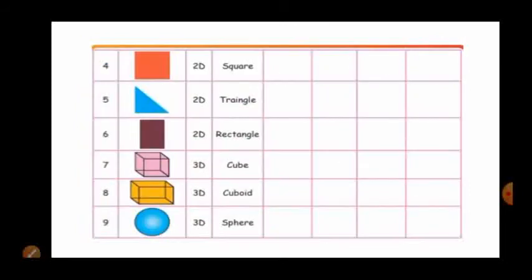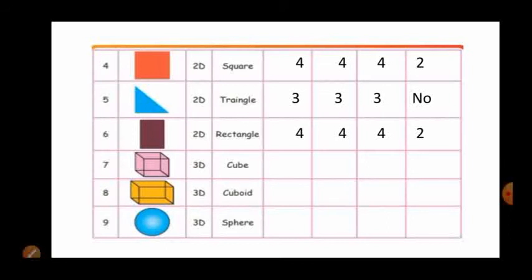Then fourth one is square. It has 4 sides, 4 edges, 4 corners and 2 diagonals. Then triangle. It is a 2D shape which has 3 corners, 3 edges and 3 sides and it does not have diagonals. The next one, rectangle, which is a 2D shape. It has 4 sides, 4 edges and 4 vertices, and 2 diagonals.